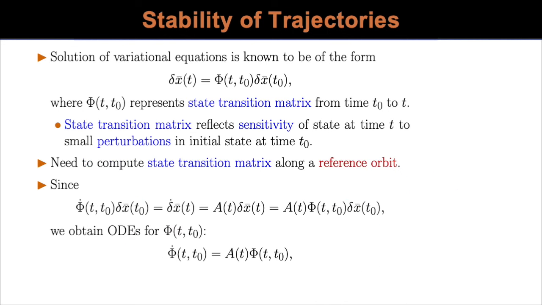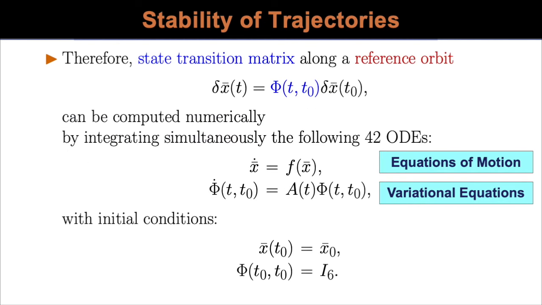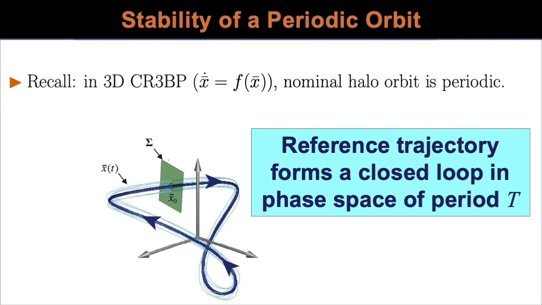And how do we use this? Well, we can calculate it. So here's the ODE for the state transition matrix. This object is 6 by 6, so it's 36 variables. If I were to summarize it, we've got our equations of motion, which are just 6 dimensions, so 6 variables, and then the variational equations taking care of this, another 36. The initial conditions are some initial point on a reference orbit you care about, and then the initial state transition matrix is just the identity matrix. So this is an initial value problem, and you can just propagate it for any trajectory you want. It ends up being 42 ODEs.